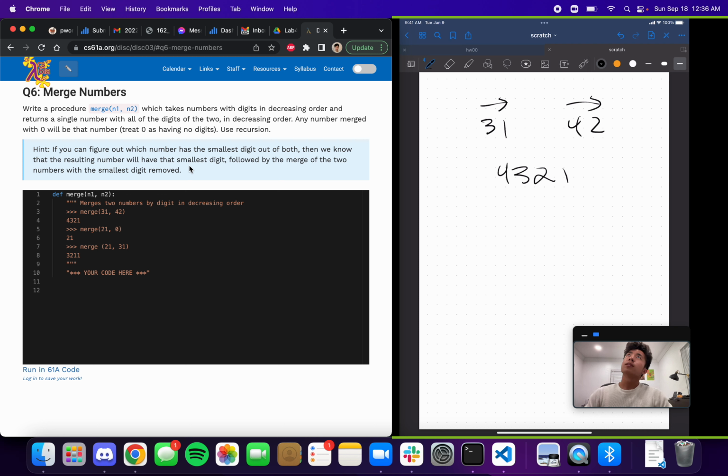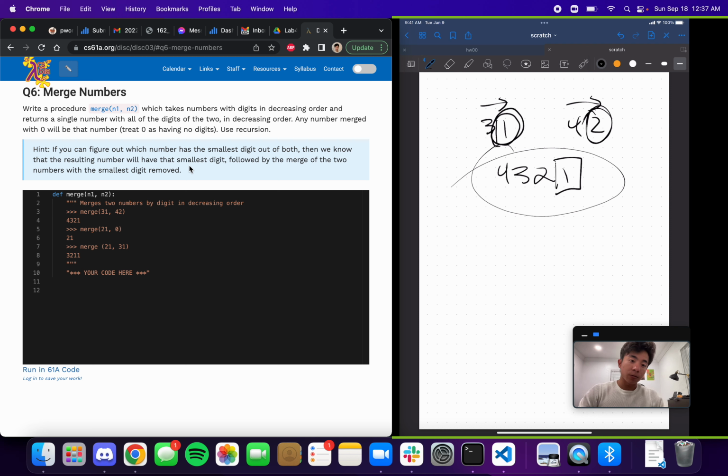The question is, we want this 1. We want to find the 1 out of 3142, the smallest digit. How do we find that? Well, what do we know about n1 and n2? Where is their smallest digit? We know that the digits are decreasing in n1 and n2, so their smallest digit has to be on the right: 1 and 2. What does that tell you about the smallest digit in 4321? The smallest digit in 4321 has to be either 1 or 2.